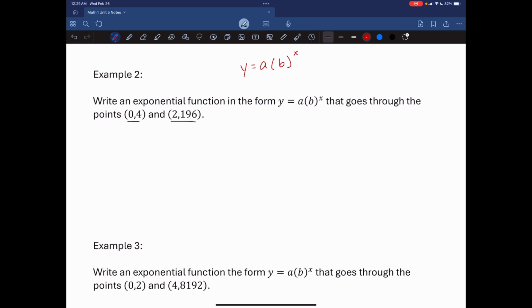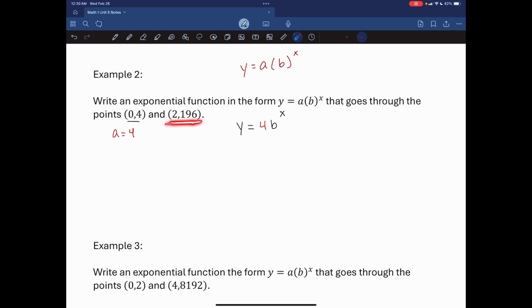The nice thing is we are given my y-intercept, so a is going to be 4. Let's go ahead and plug that in. We have y equals 4 times b to the x. Now we need to figure out what b is. The easiest way for us to do that is to pick a point and plug it in. I would recommend using this point here.